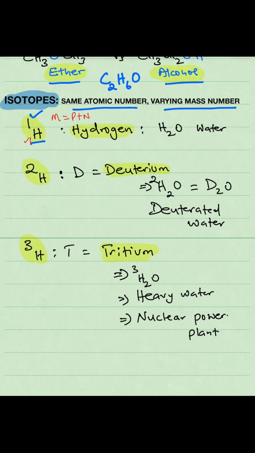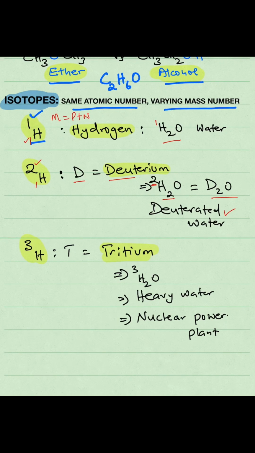And a common compound with hydrogen is water, where the mass of this hydrogen is 1 and the formula is H2O. The next isotope of hydrogen is deuterium, abbreviated as D, and that's basically hydrogen with a mass of 2 and an atomic number of 1. So that means it has 1 proton and 1 neutron, giving a mass of 2. An example of that is deuterated water, D2O, or you can also write it as 2H2O, where this 2 is the mass of hydrogen. And this is used in NMR spectroscopy.